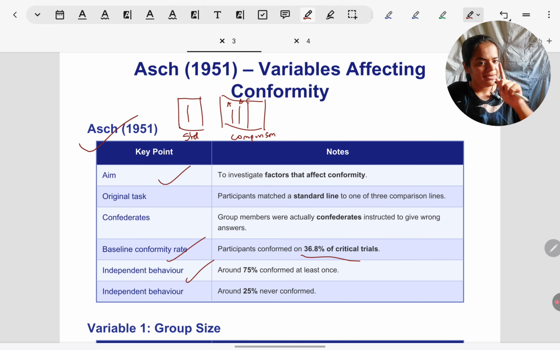75% of the participants conformed at least once. At least on one trial, they got into group pressure and they gave the wrong answer. Only 25% of participants never ever gave the wrong answer, who never conformed with the majority. So, overall, from this experiment, we learned that conformity is a very powerful social influence. Most people find it very hard to resist.